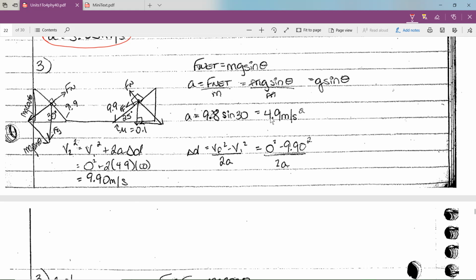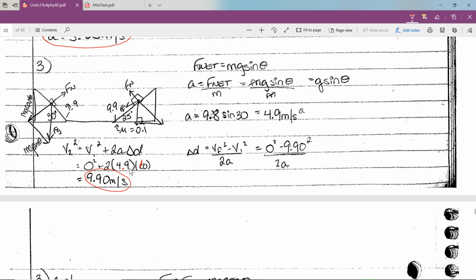We can get our velocity at the bottom of the first ramp. v2 squared is v1 squared plus 2a delta d. So 0 squared plus 2 times 4.9, not 49, 4.9 times 10, right? So it's 9.9 meters per second.